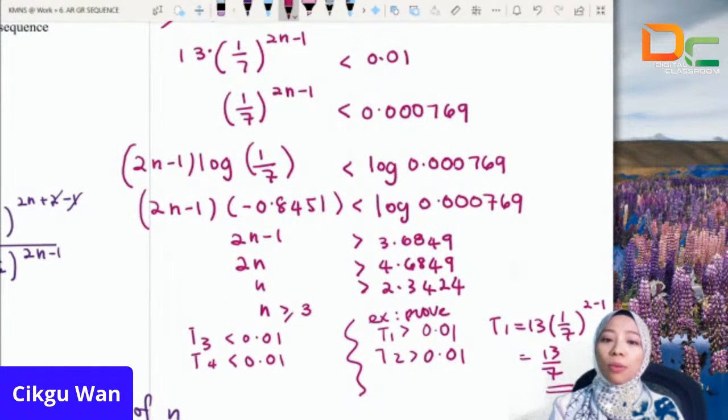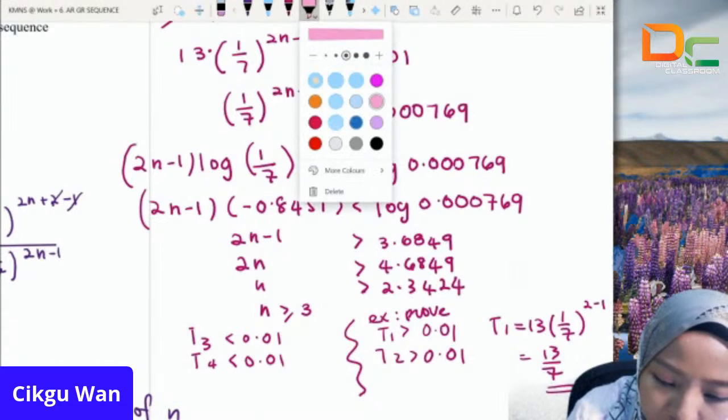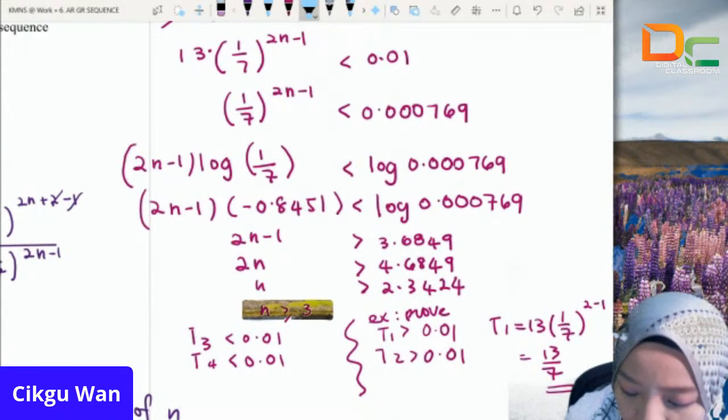Okay, jawapan nak jawab yang mana, madam? Jawapan yang ini je sudah, sayang. Jawapan yang ini je sudah memadai. Okay, so dia sebab dia nak n kan? N greater than or equal to 3 sahaja.